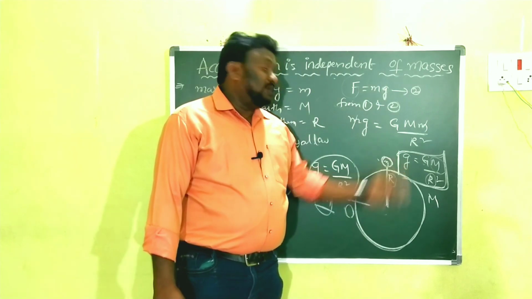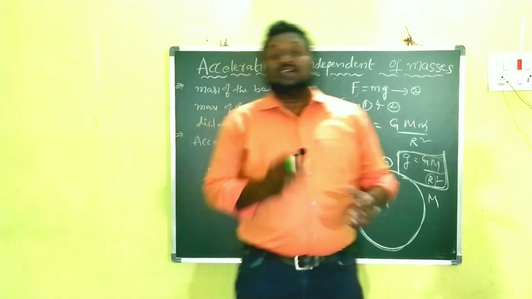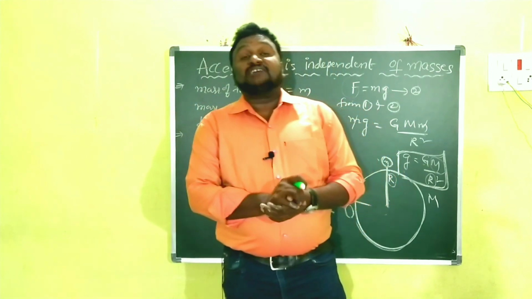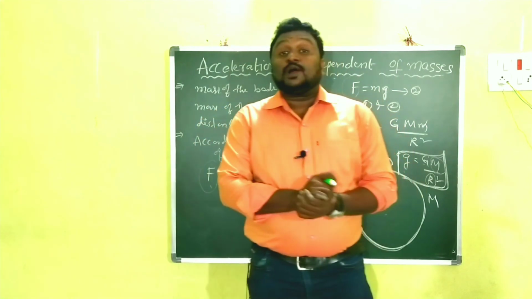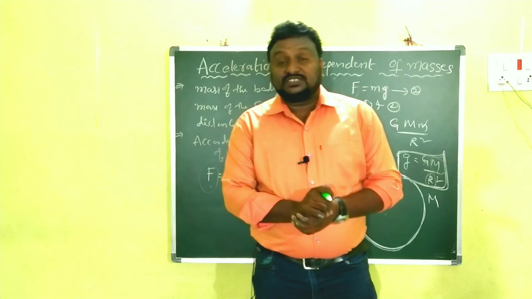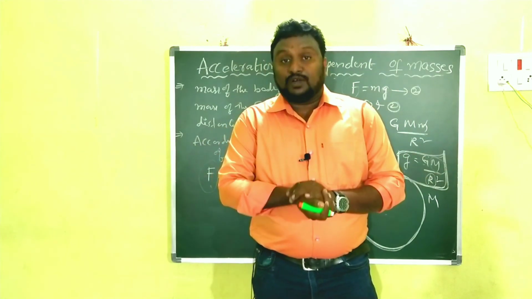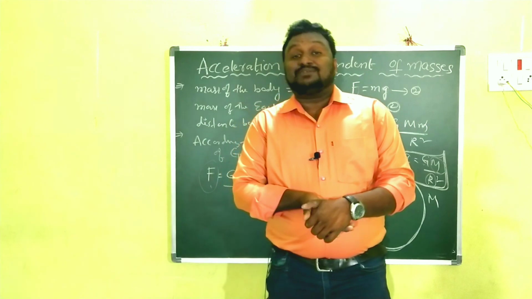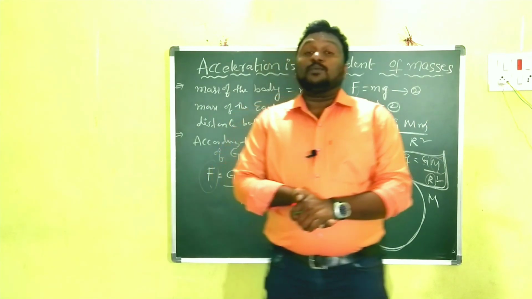That means from that equation we have to say that the free acceleration of the body is independent of the mass of the body. That's why you can drop any type of object, then it becomes a freely falling body, and all reach the earth simultaneously. Children, I hope you understand.